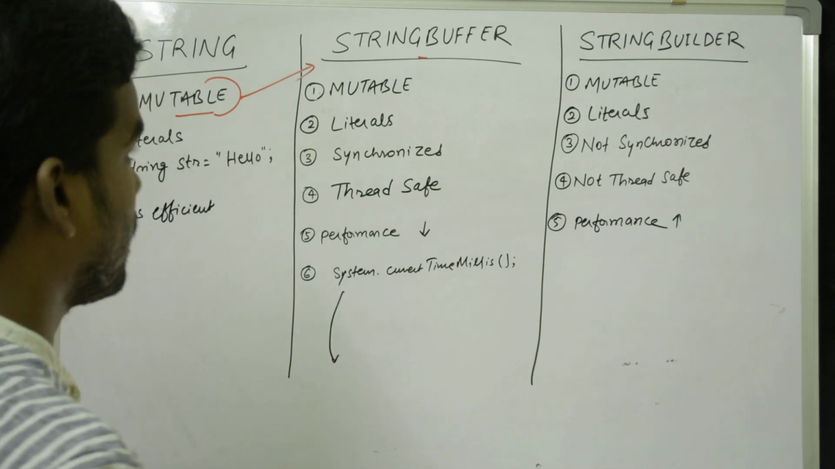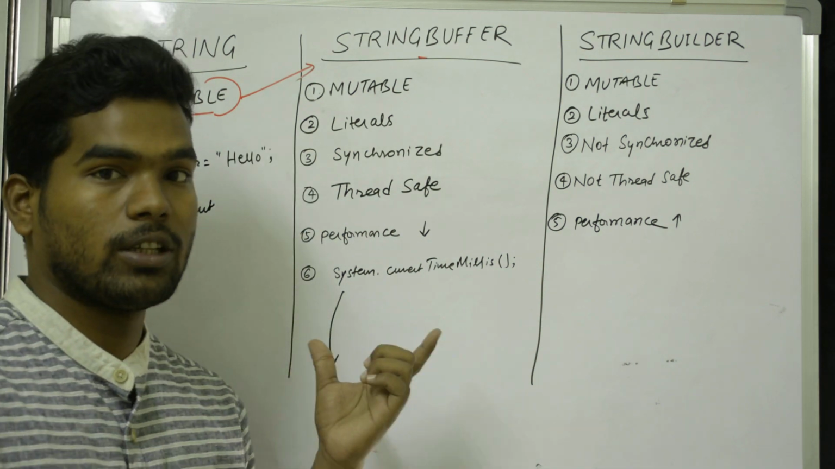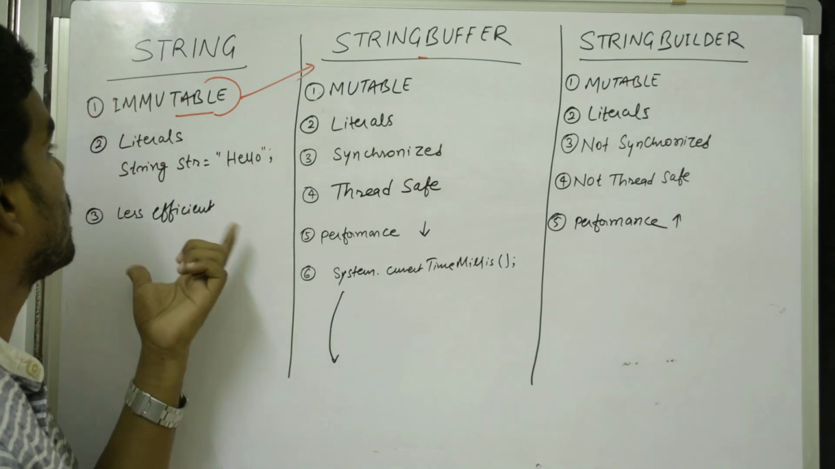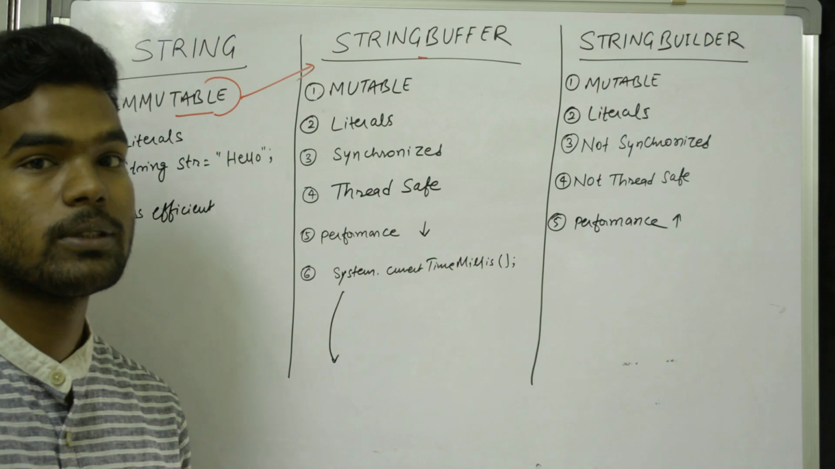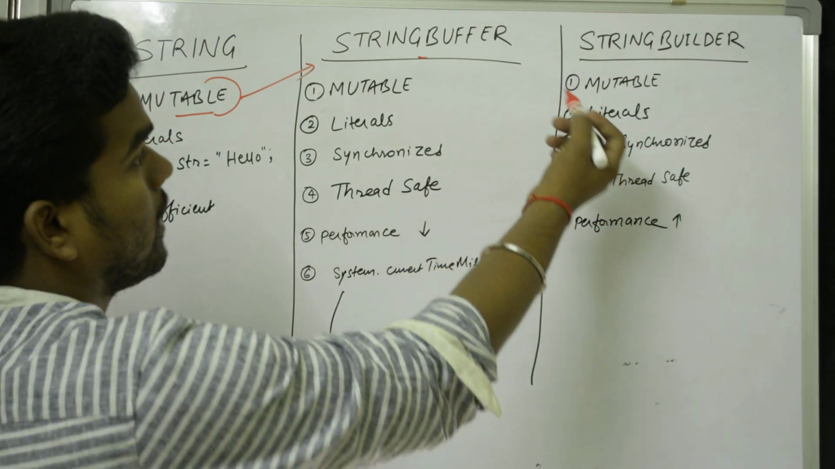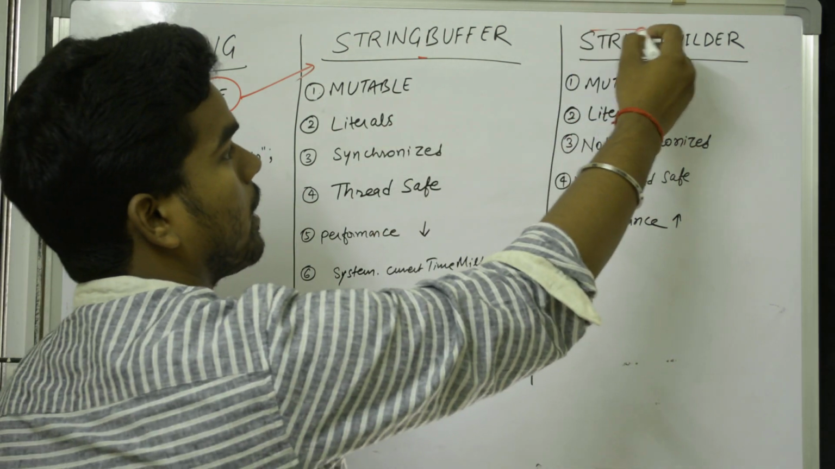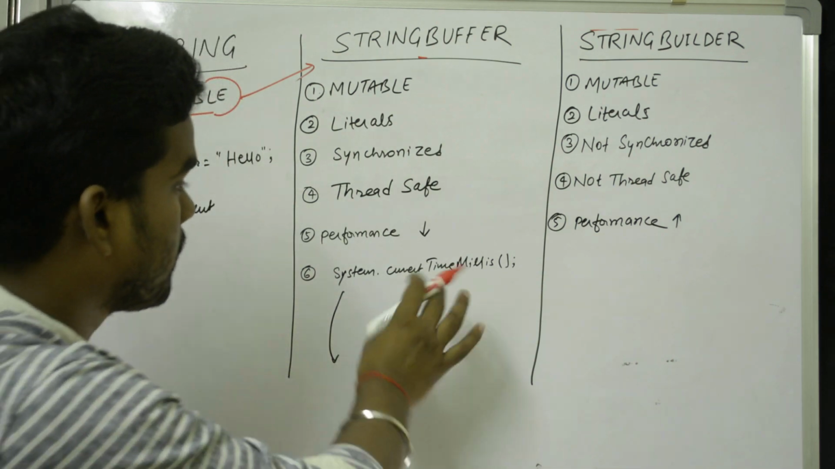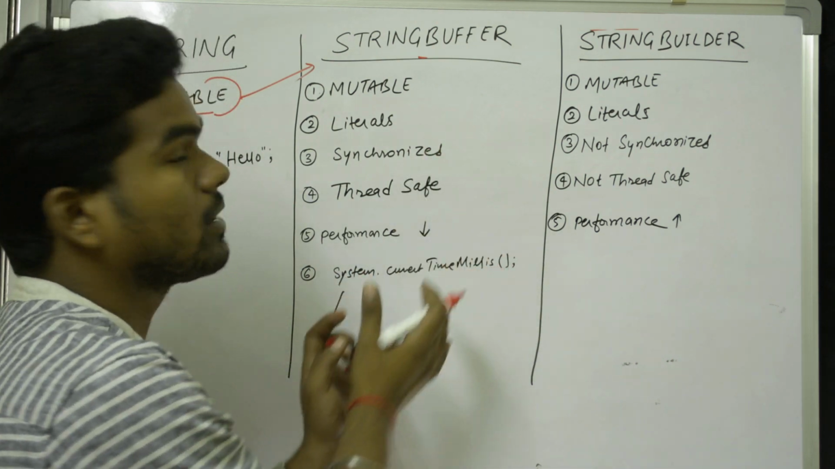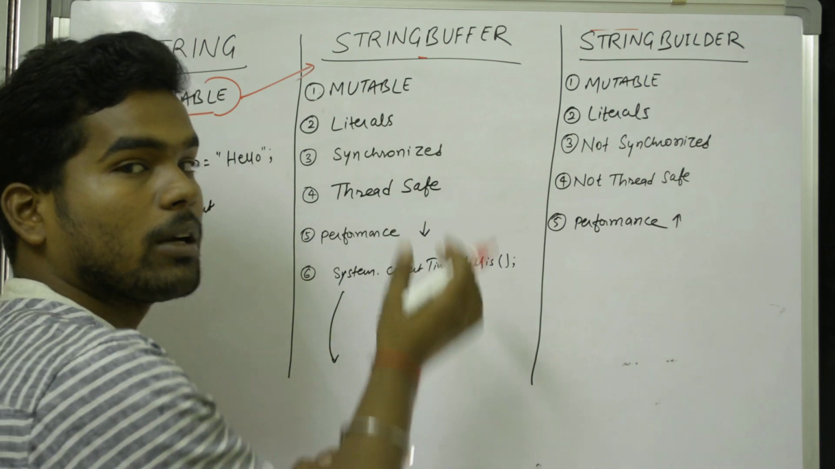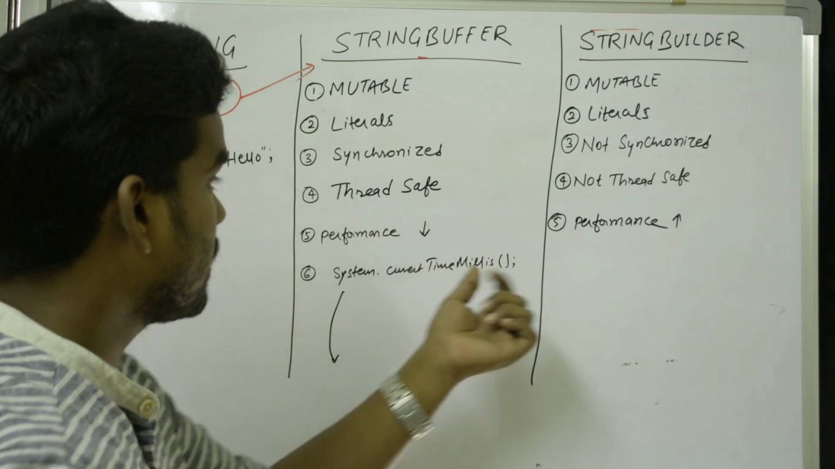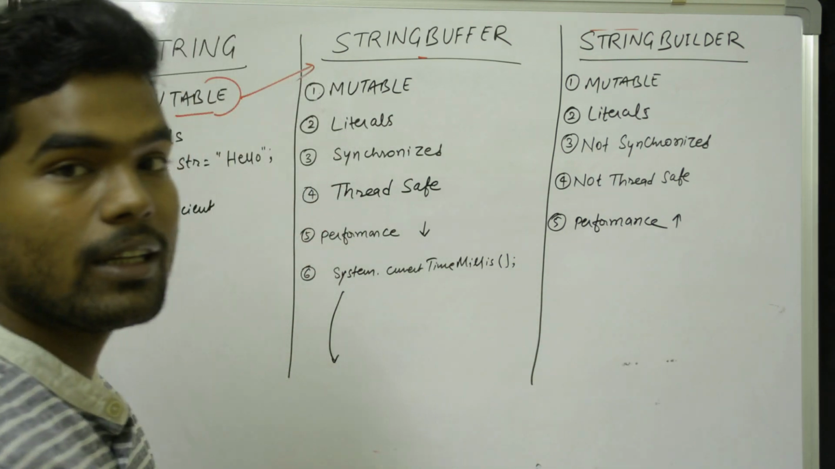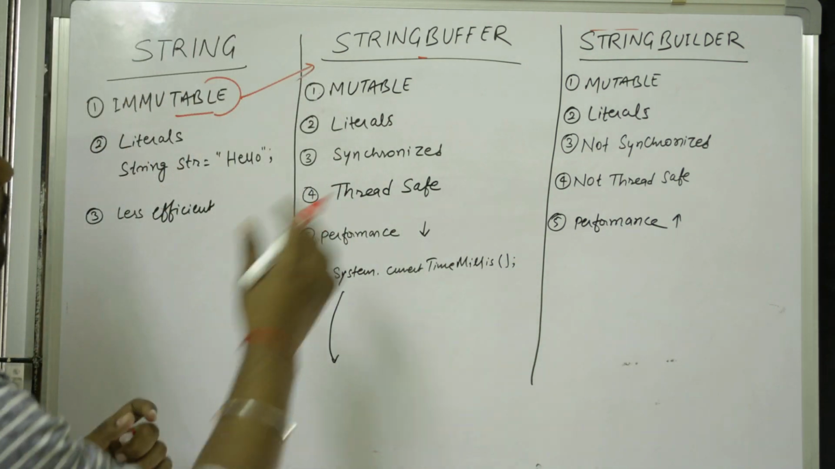Second, because of this immutability, Java has given the StringBuffer concept. Before JDK 5, StringBuffer was introduced to overcome the String immutability concept. Later, from JDK 5, a StringBuilder class was introduced because there are some shortcomings in the StringBuffer class. To overcome those shortcomings, Java gave StringBuilder. So we will see in detail. Let's see first the String and StringBuffer.